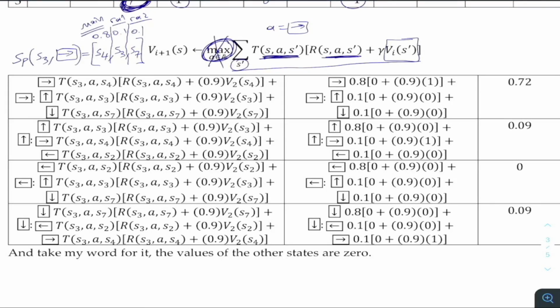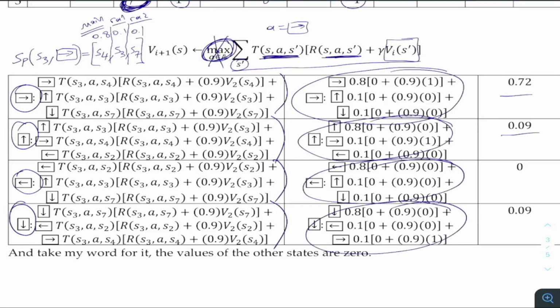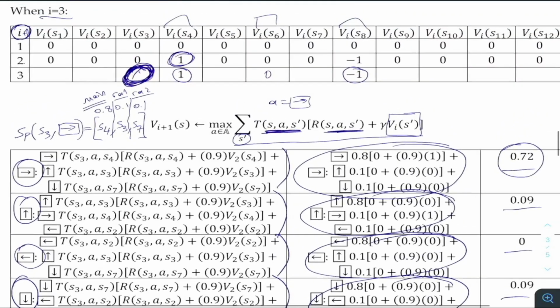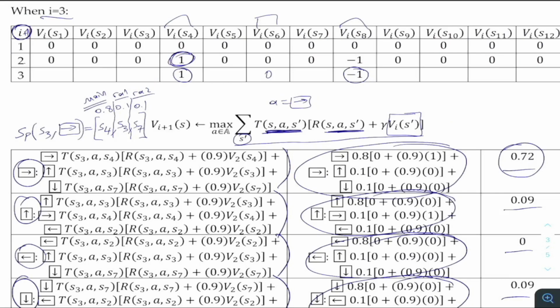Okay, there are four actions: right action, up action, left action, and down action. Each one of them, we just computed these values, and we have four numbers. However, what do we need? We need to compute the maximum of them, right? What is the maximum among those numbers? It is 0.72, right? So we just computed v3, which is 3.72. Okay, congratulations, you just computed this entry.